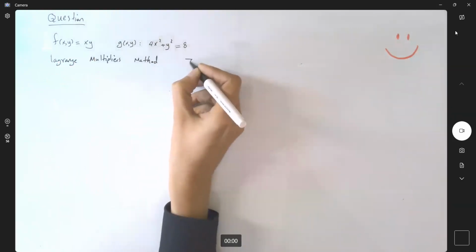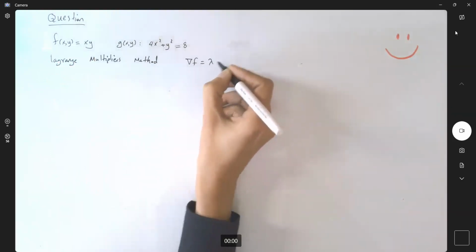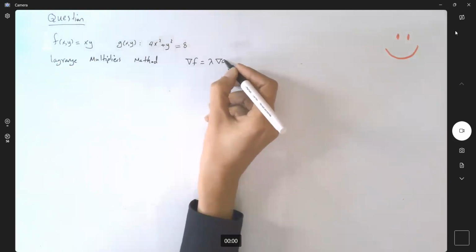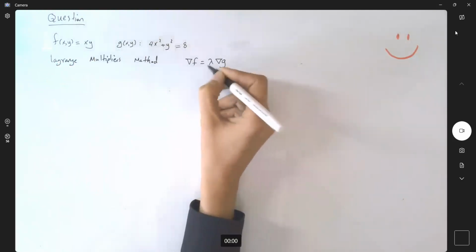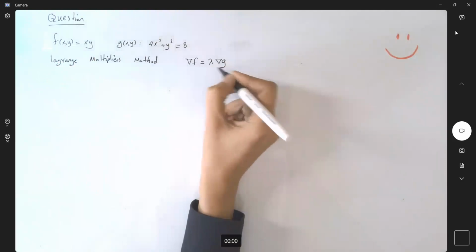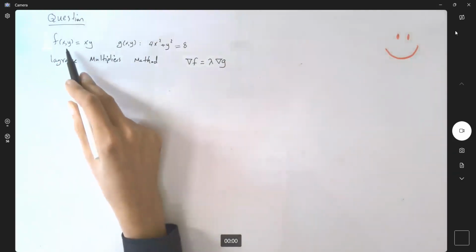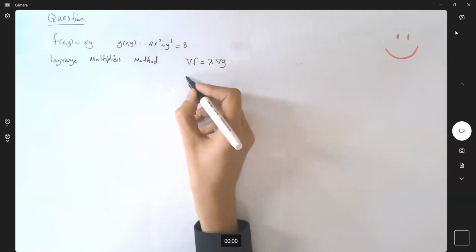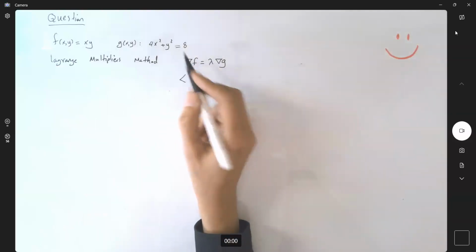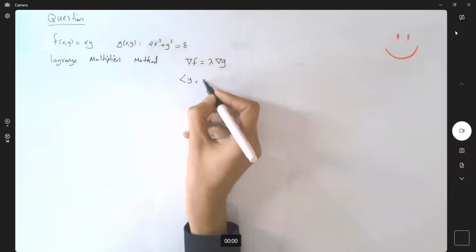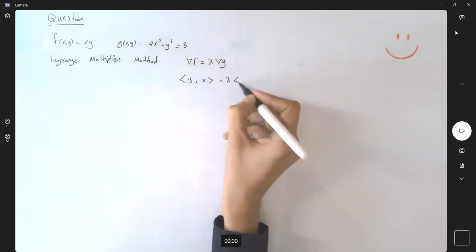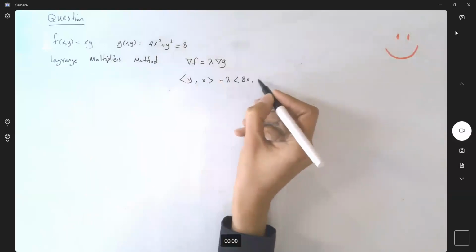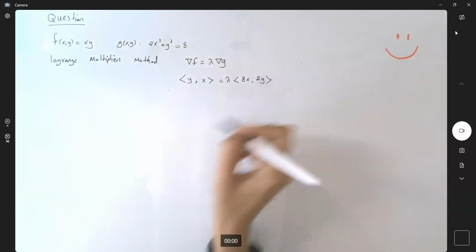In this method, we're going to take the gradient of f and set it equal to the gradient of g multiplied by lambda. Remember that when these two vectors are parallel to each other, we get the maximum and minimum value of this function. The level curves are touching. Very good. So the calculus part says the gradient of f is (y, x) equals lambda times the gradient of g, (8x, 2y).